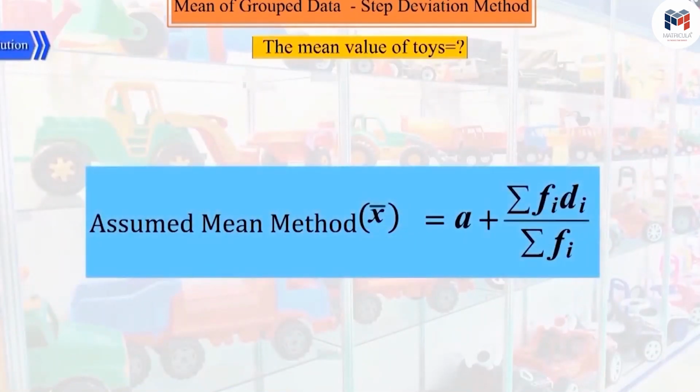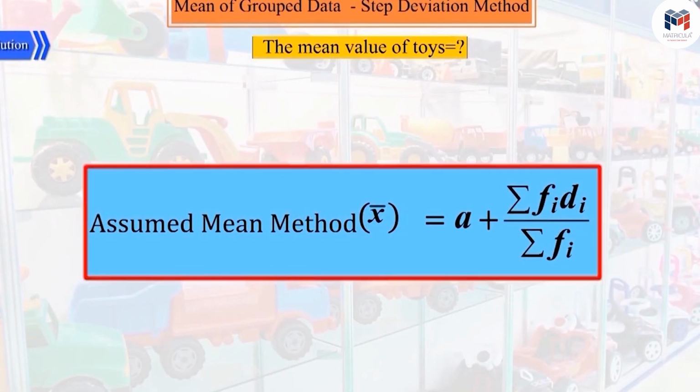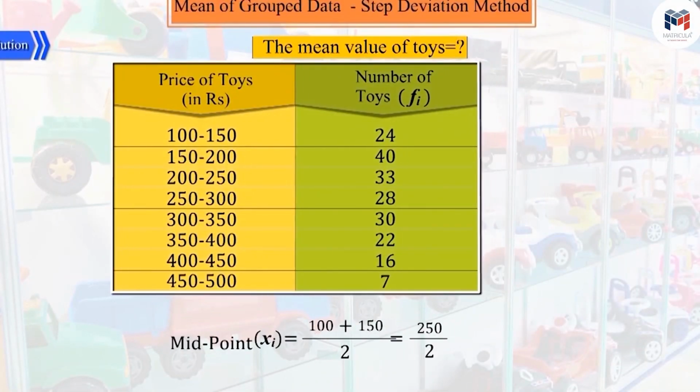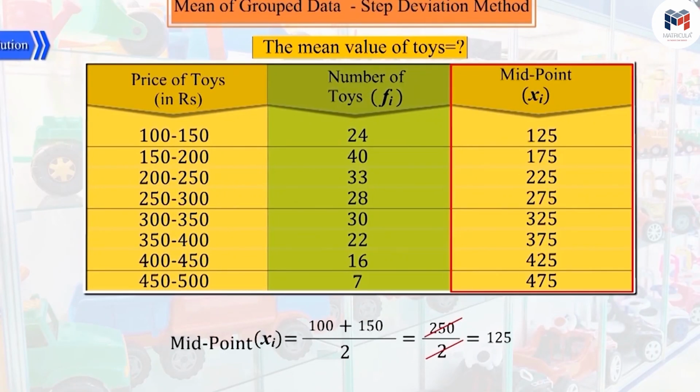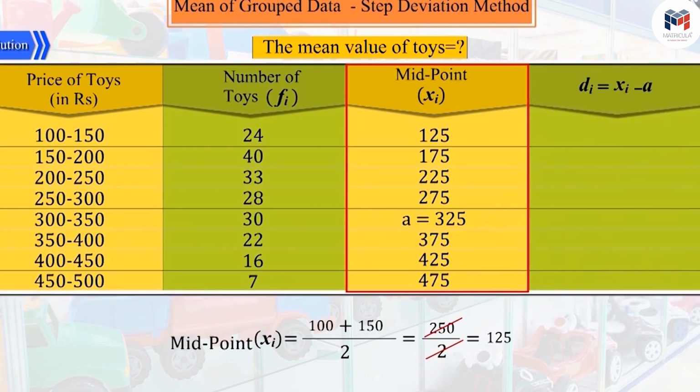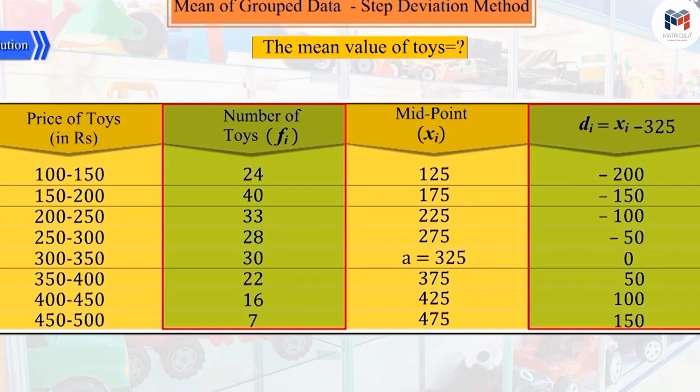In order to find the mean of grouped data, we learned about the assumed mean method in the previous video, where we choose an assumed mean A from the xi and represent the difference between each xi and A by di. On this basis, we can solve this question too. And then we multiply the fi di.